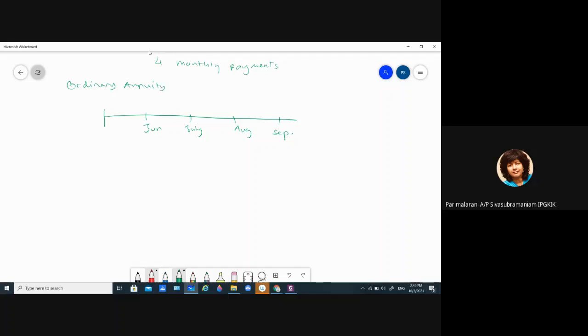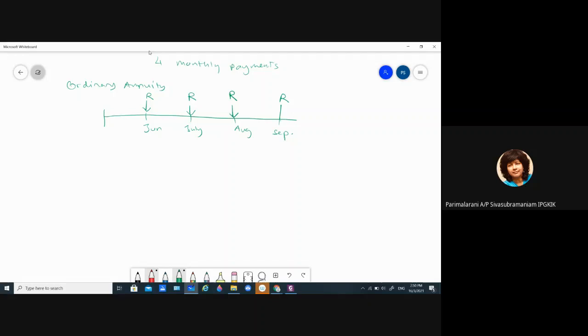So you start with June. Say you want to start paying in the month of June. So the first payment is at the end of June. You pay one payment R. End of July, you pay another payment R. End of August, you pay another payment. End of September, you pay another payment. So you have made 4 monthly payments.